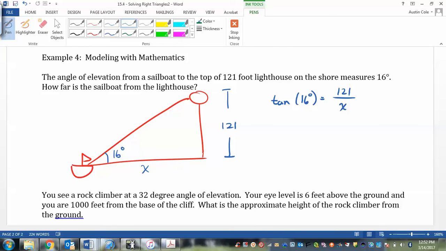How do I solve for x here? Multiply both sides by x. And those cancel. So then I'll get x times the tangent of 16 degrees equals 121. Now what? Yep, divide both sides by tangent 16.